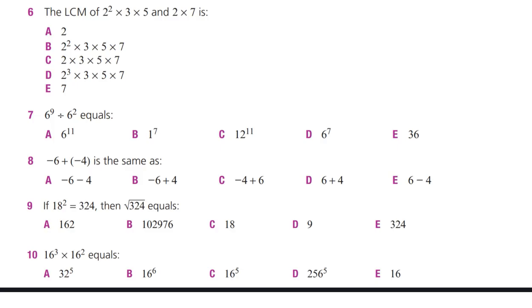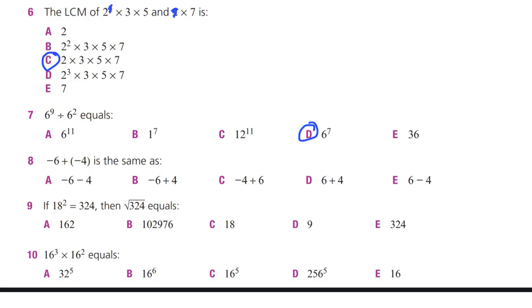Lowest common multiple of these. So there's a 2 in common. So we can cross that. So you've got to multiply the other numbers. 2 times 3 times 5 times 7. 6 to the 9 divided by 6 to the 2. 9 take 2 is 7. So it's going to be 6 to the 7.